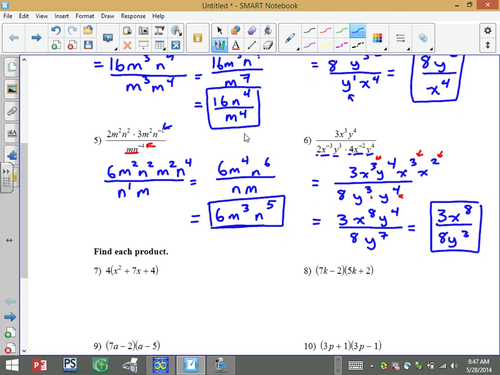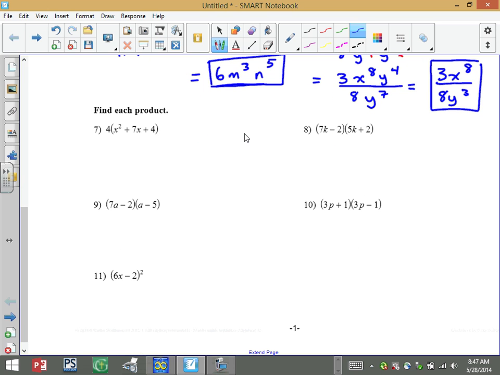And then if 4 of the y's cancel, we're only left with 3 in the bottom. All right. Find each product. That just means we're going to be doing some multiplying. Since we've just got one number outside, all we're going to do here is distribute this one in. So that's 4x squared. And then 4 times 7 is 28. Don't forget the x, and then 4 times 4 is 16.